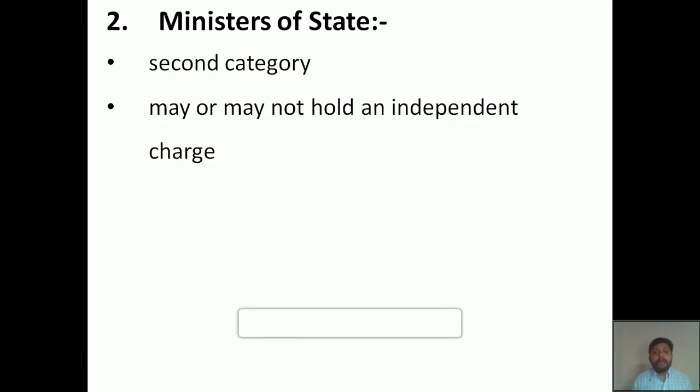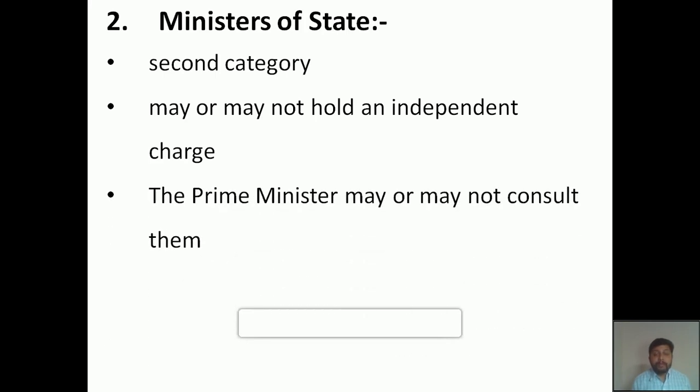They may or may not hold an important charge. So it's according to the decision of the prime minister. He can or cannot. So he may or may not hold an independent charge. It's according to the caliber and capacity of the minister. The prime minister can appoint or give an independent responsibility to the minister of state. The prime minister may or may not consult them.